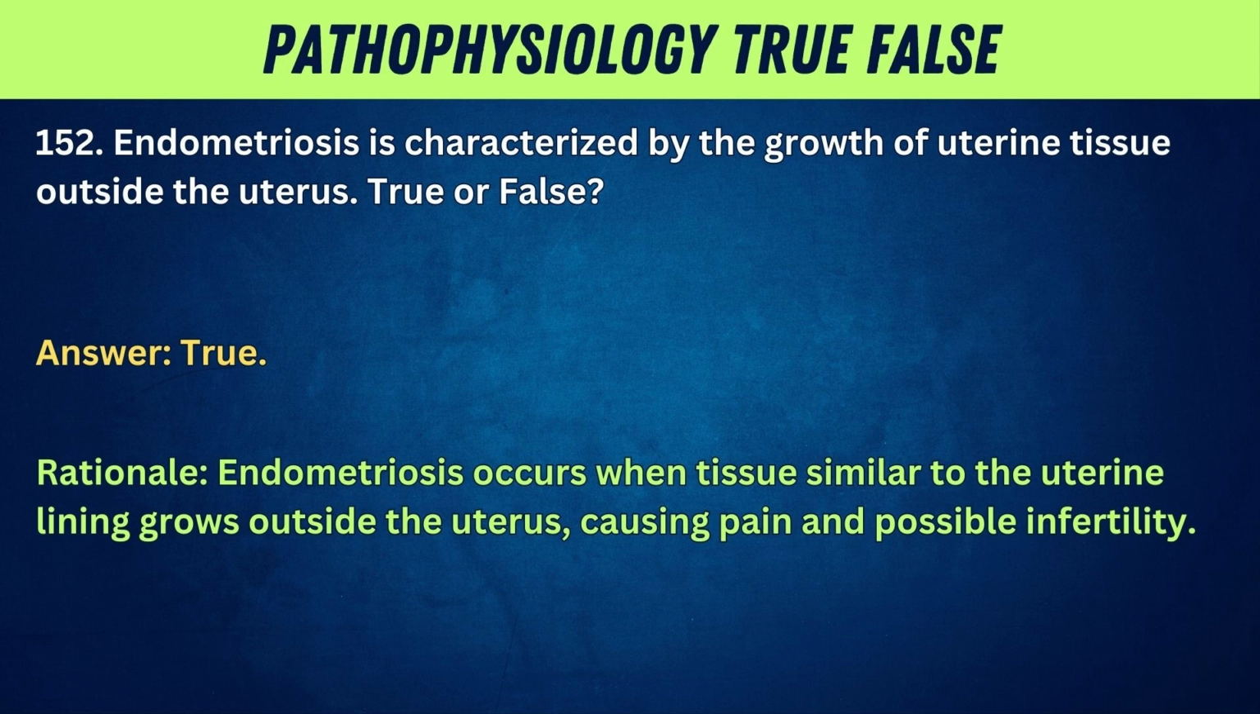True or false? Answer: true. Rationale: endometriosis occurs when tissue similar to the uterine lining grows outside the uterus, causing pain and possible infertility.